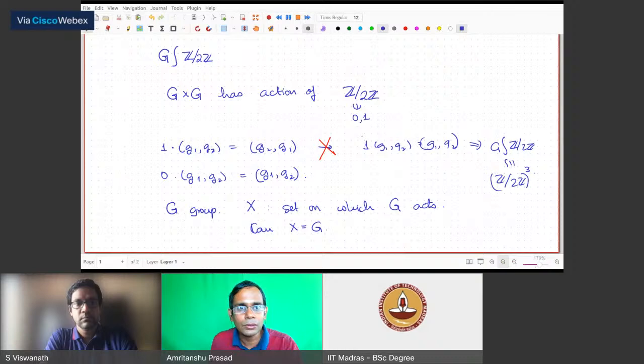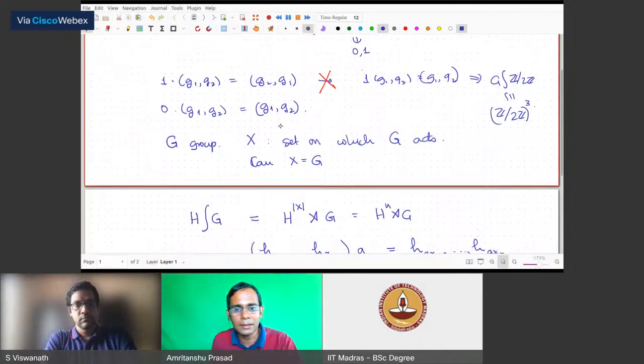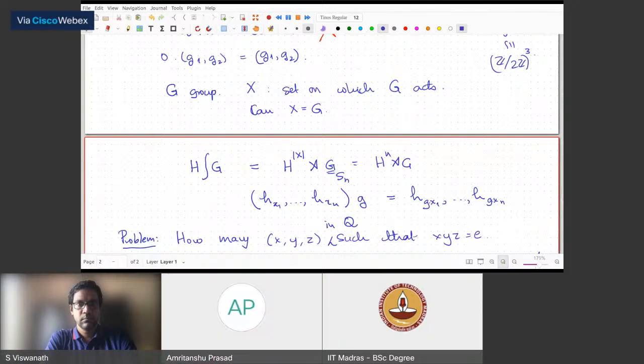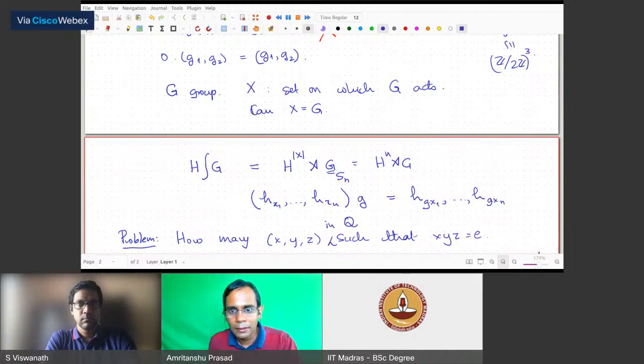Okay, so the group you take here is a symmetric group Sn, and then you take n copies of H, and you just take Sn acting on the n copies by permuting them. So that's the most common.